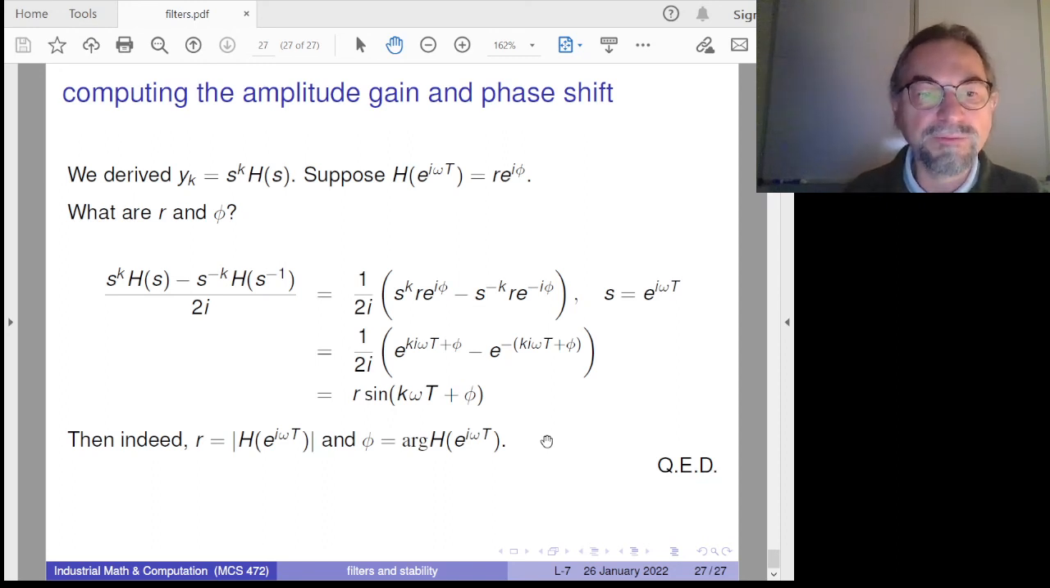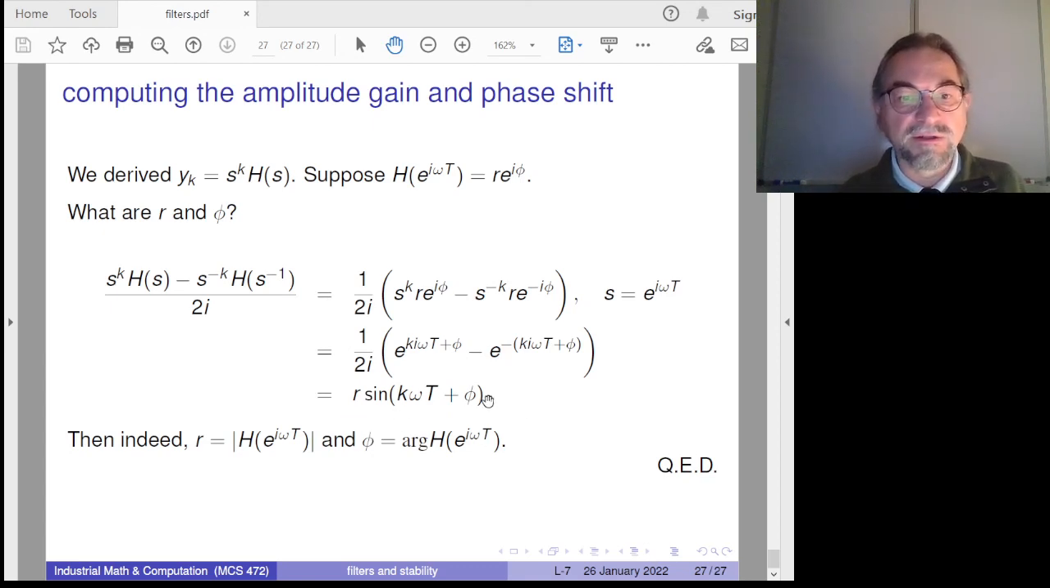Indeed, we find the expressions of our theorem: the expression for the amplitude gain, which is the magnitude of the output, and then also the correction term, if you like, in your phase shift. That we call the phase shift, so that's the argument of this. What we also derived is an expression for the output. The y_k here corresponds to the reformulation of the input.